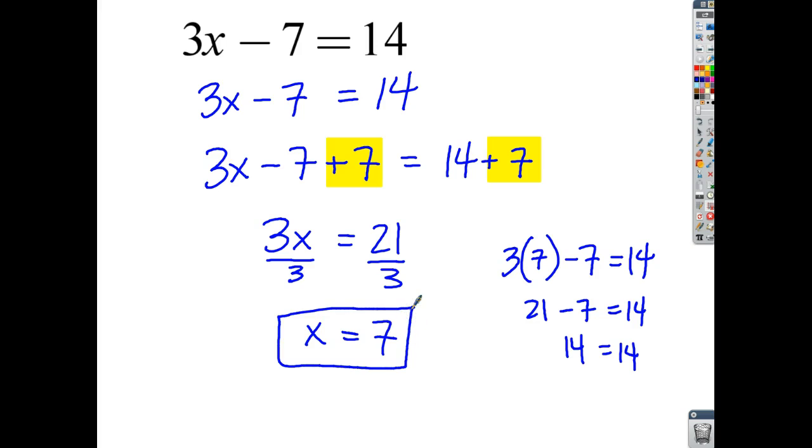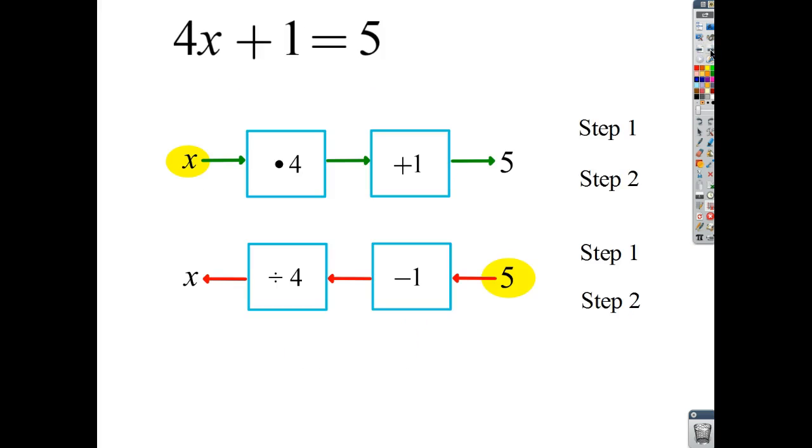Okay. All right. This one I've already pre-filled. So what we have here is we've got 4x plus 1, and it's going to get me to 5, right? So I have x. If I knew what x was, I'd first multiply by 4. Then I would add 1. And this would get me to 5.